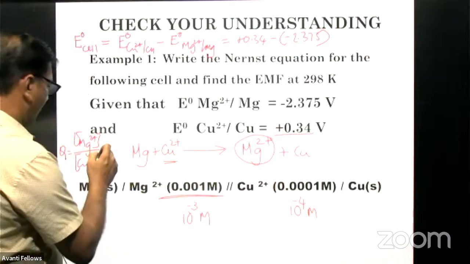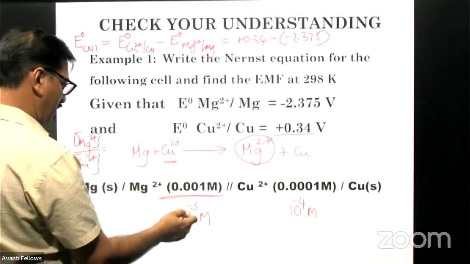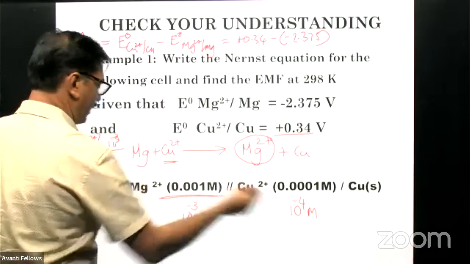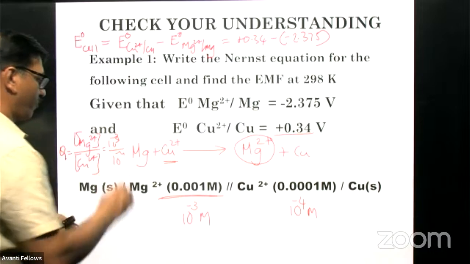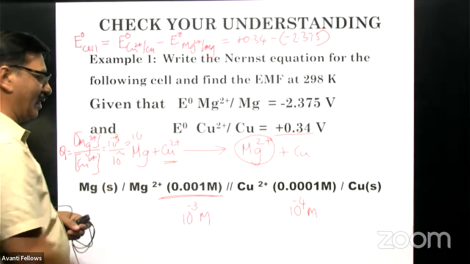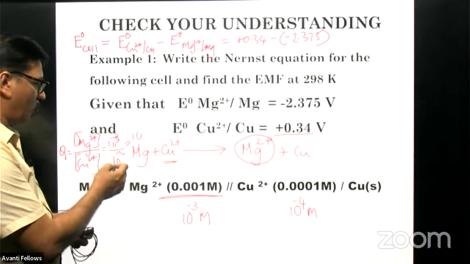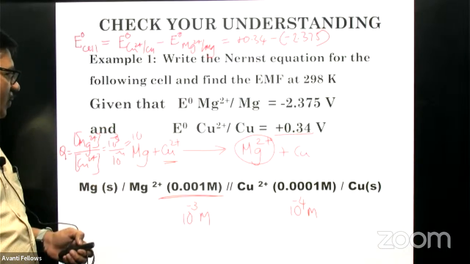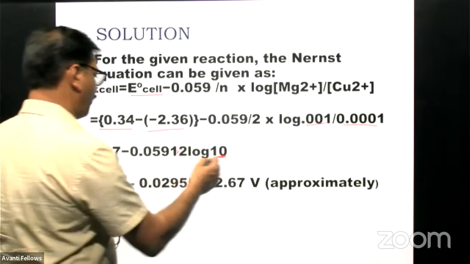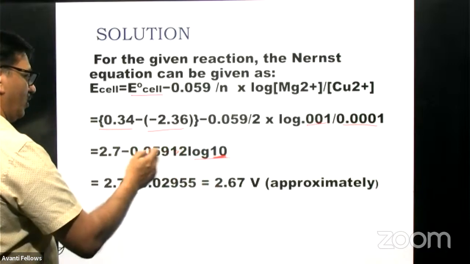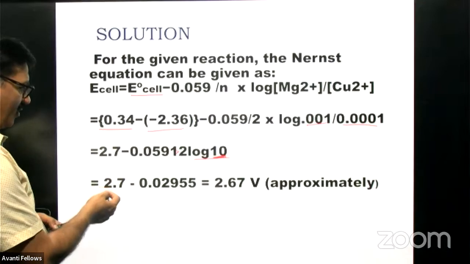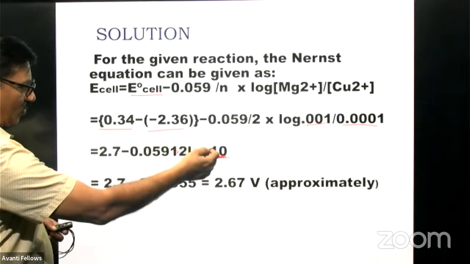If it is written correctly here, then the Mg2 plus ion concentration is 10 to the power minus 3, and this is 10 to the power minus 4. Then the value of this is 10 itself, because 10 to the power minus 4 will become 10 to the power plus 4 in the denominator, and it becomes 10. So it is log of 10. It is not 2 into. Correct to 5 places of decimal it is being given. And 2.7, so multiply this, log of 10 is 1.